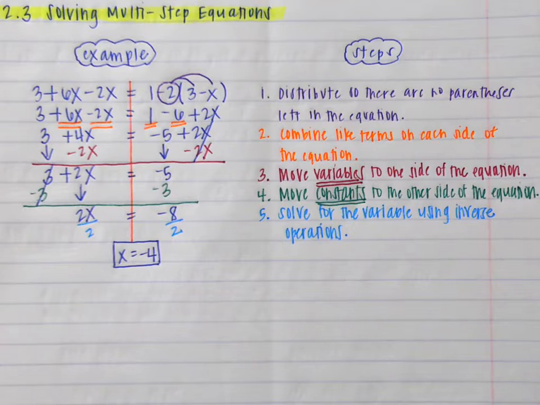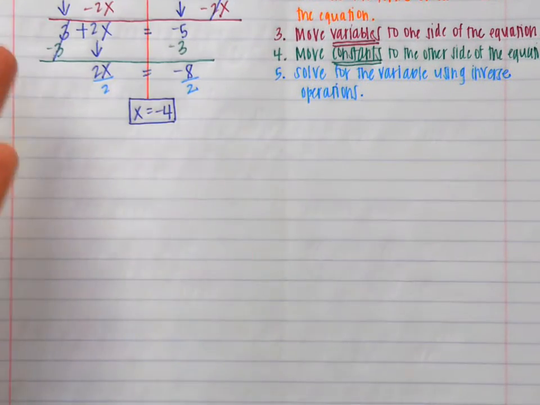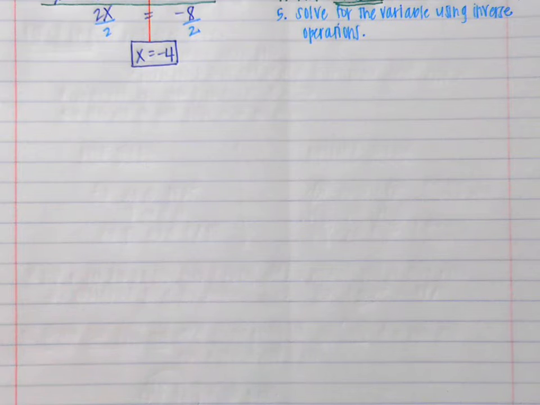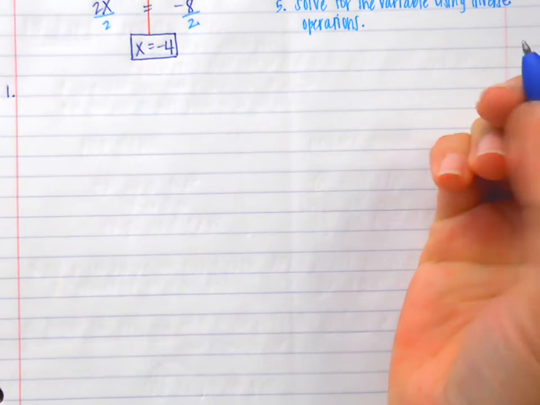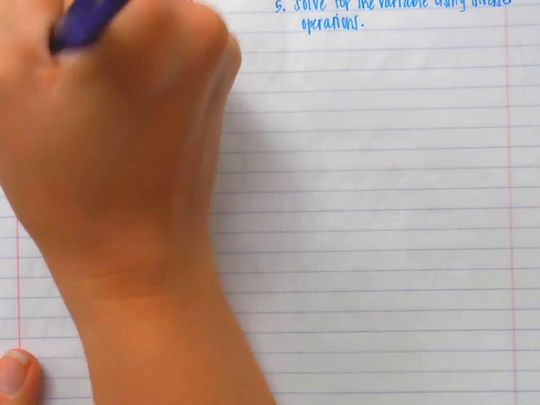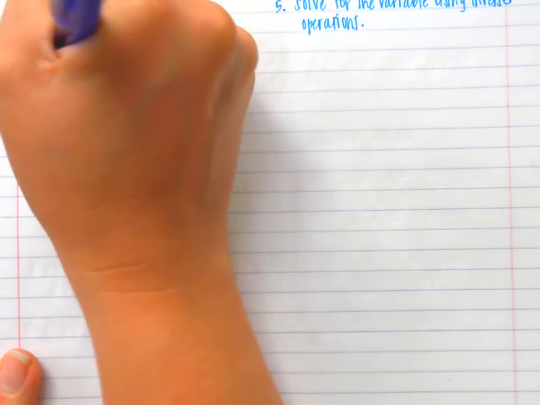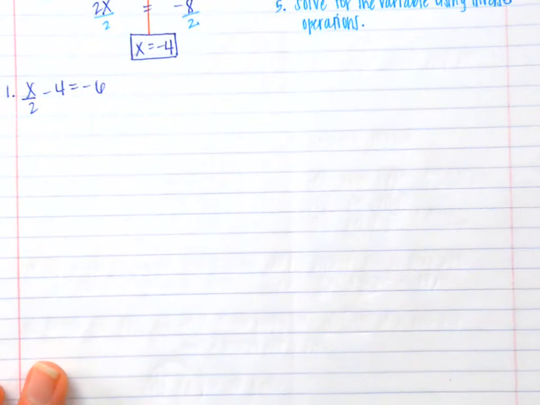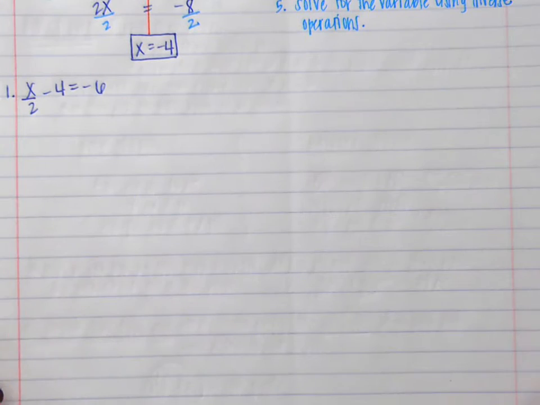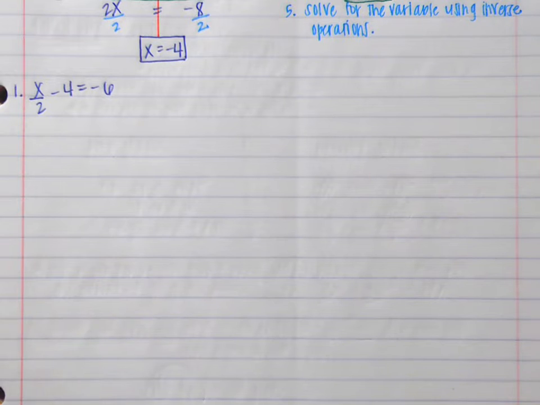Okay, so let's do some examples. I know we were doing an example, but let's do some more examples, and we'll scale it back a little bit. So let's look at number 1. My first problem is x over 2 minus 4 equals negative 6. Like I said, scaling it back a little. What I want you guys to think is, what would be your first step here? Because this is exactly like the problems that we did in the 1 and 2 step equations. So what would be our first step?